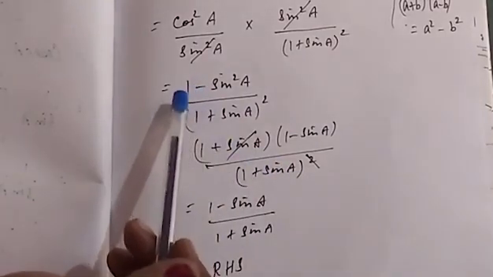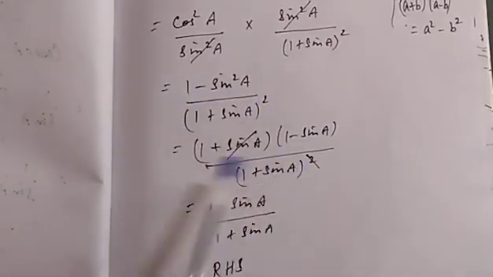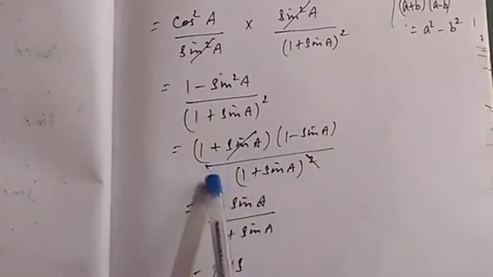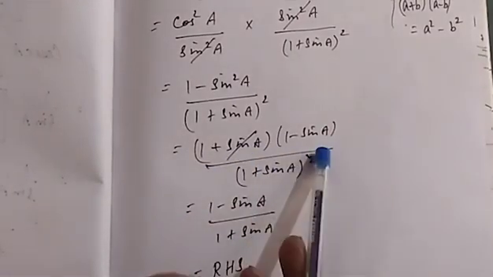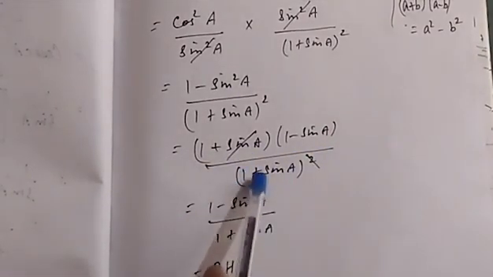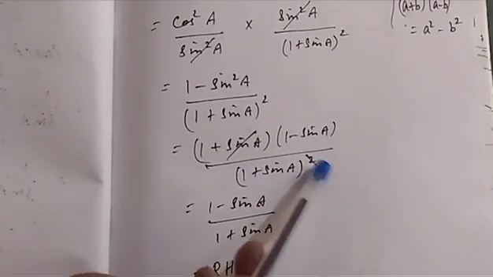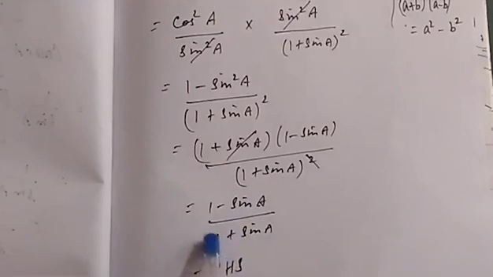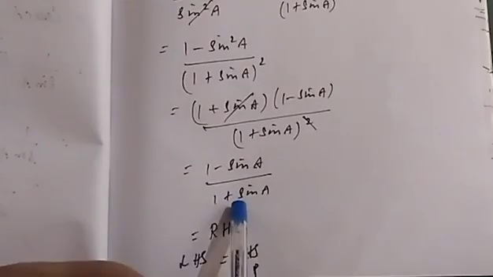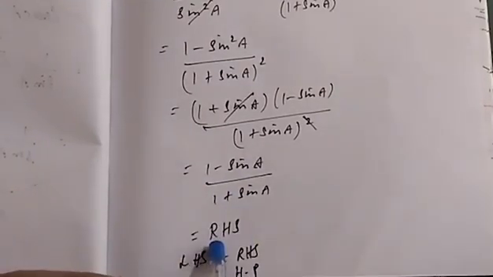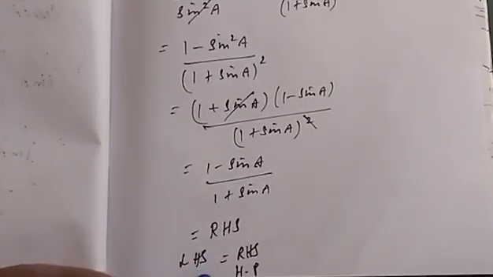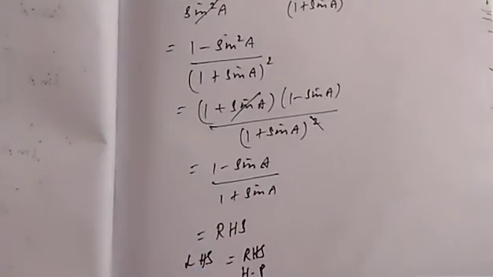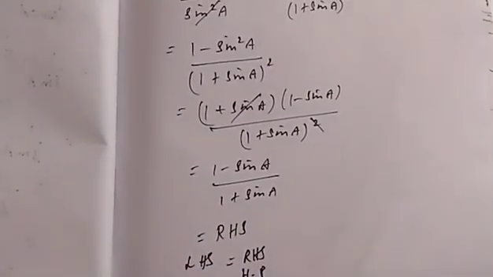It is in the form of A squared minus B squared. So, A plus B into A minus B. 1 plus sin A into 1 minus sin A upon 1 plus sin A whole square. So, cancel these two. What is left? 1 minus sin A upon 1 plus sin A. That is right hand side. So, write left hand side is equal to right hand side. Hence, proved. Clear?